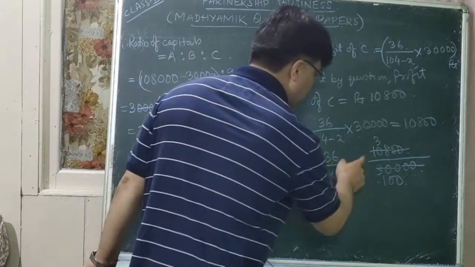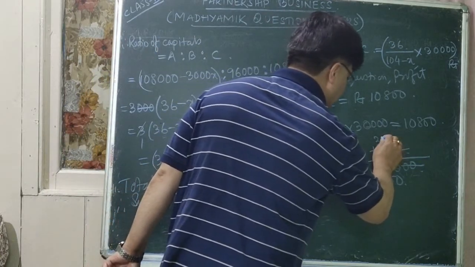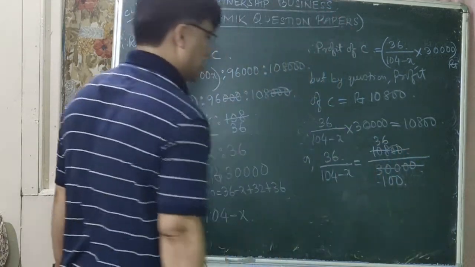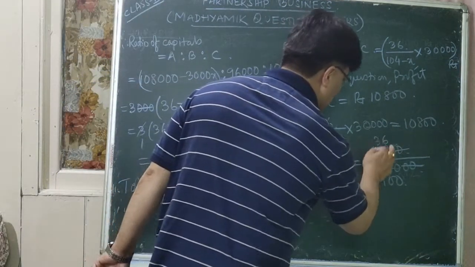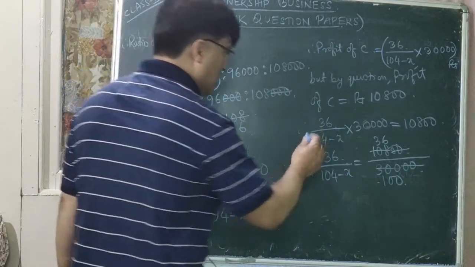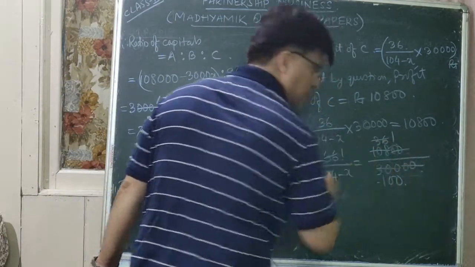3 threes are 9, 18. 3 sixes are 18. Is that clear? 3 threes are 9, 18. 3 sixes are 18. Right? Again, you can cancel this 36 and 36.